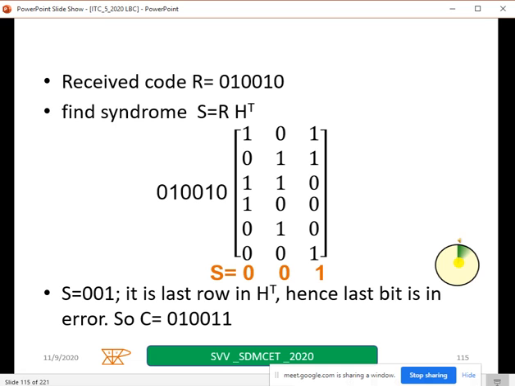You copy down and rewrite C equal to, because the last bit is in error. Instead of 010010, the code word might be 010011. I'll wait for another 10 seconds, then I'll go to the next.